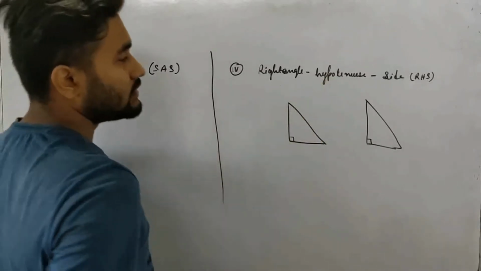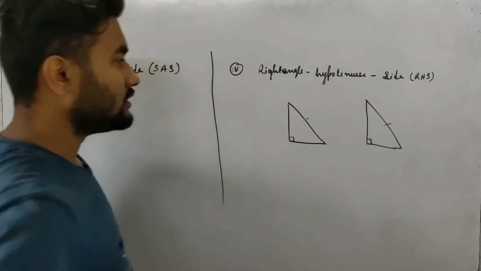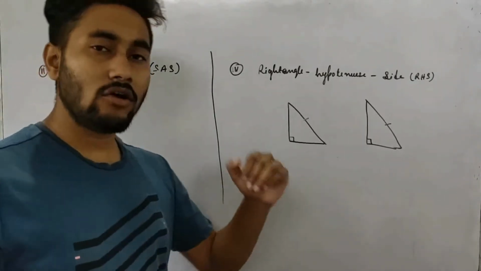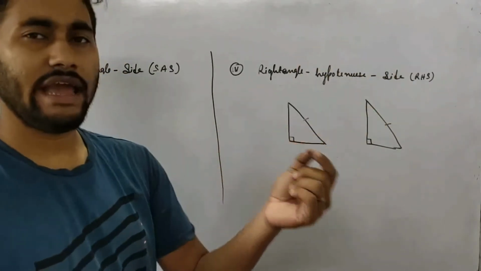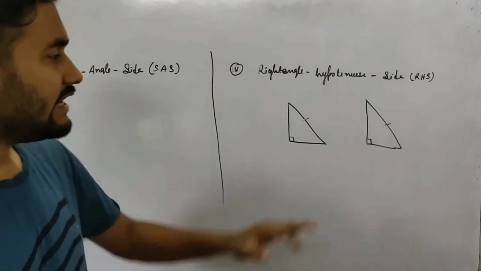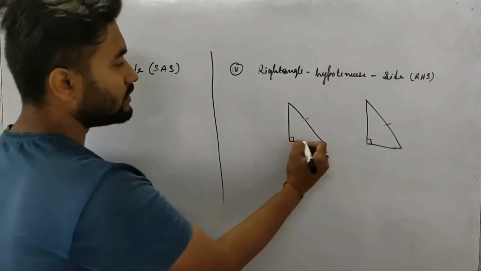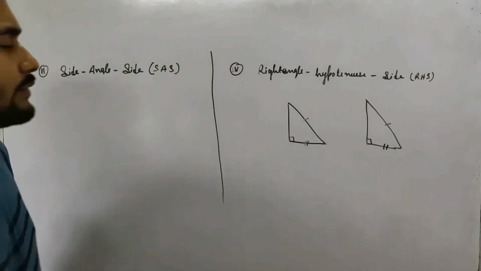Then hypotenuse, compulsory. Say hypotenuse is equal to hypotenuse. Hypotenuse I have explained in the last class. What is hypotenuse? The side opposite to the 90 degrees, okay? Isn't it? Now next, any side. Any side, that's why it is written as what? Side. It can be base also, it can be perpendicular also. So say for example, this side is equal to this side.